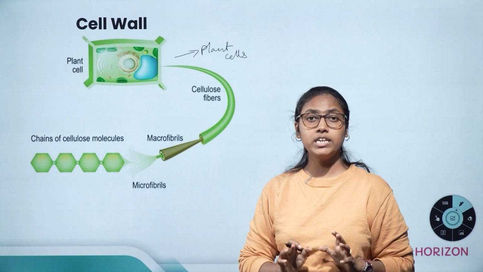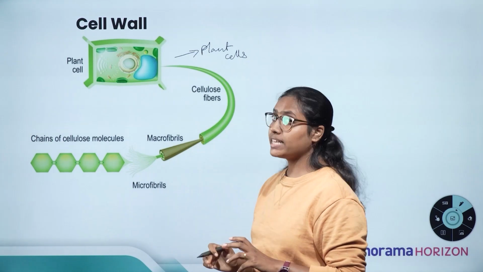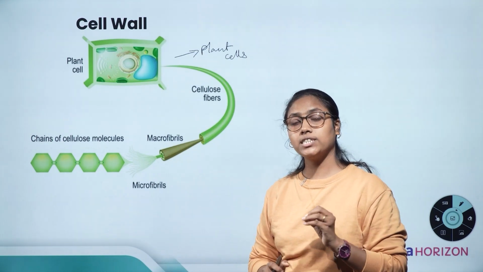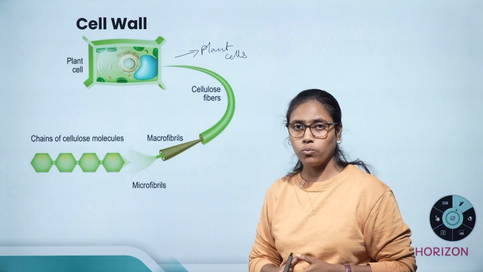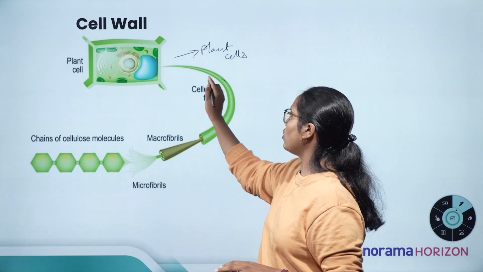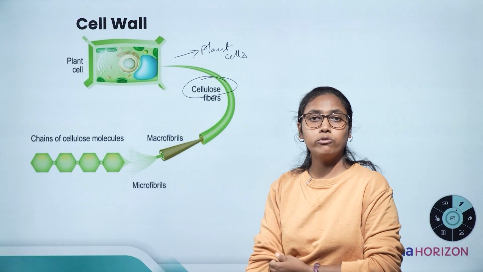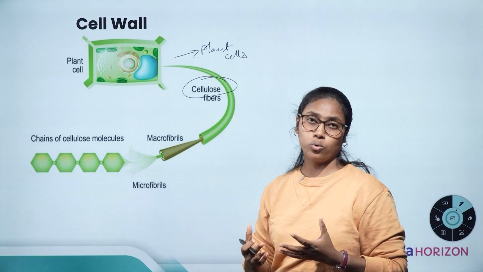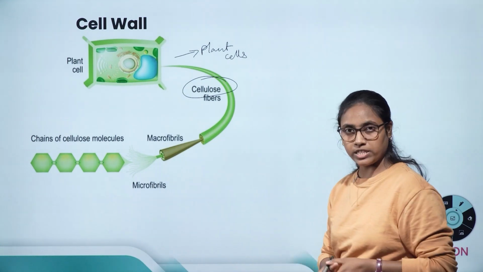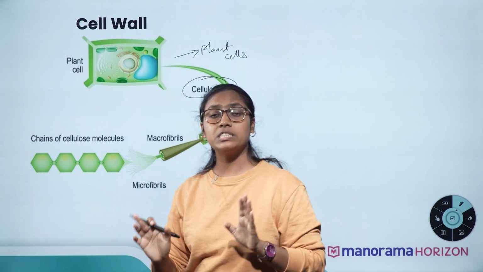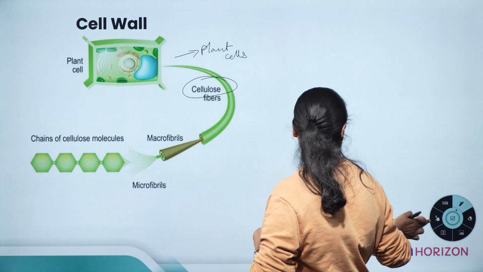It is not present in animal cell. Now, this cell wall, again the question is asked, what is the composition of cell wall? Cell wall is composed of cellulose. Okay, cellulose is made up of glucose. So, cell wall is composed of cellulose and cellulose is made up of glucose.